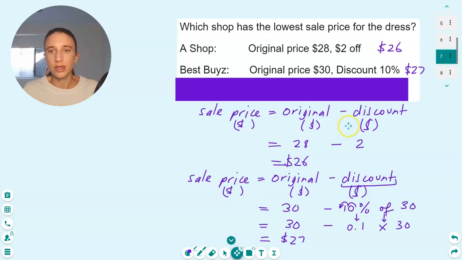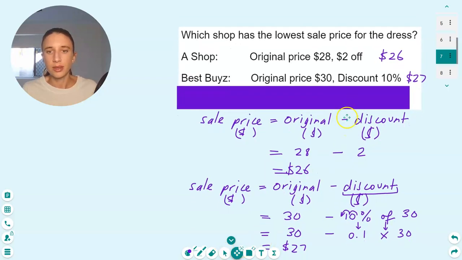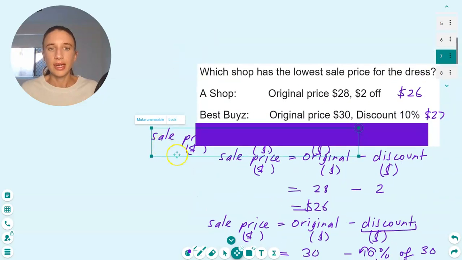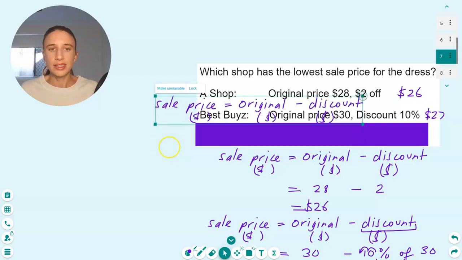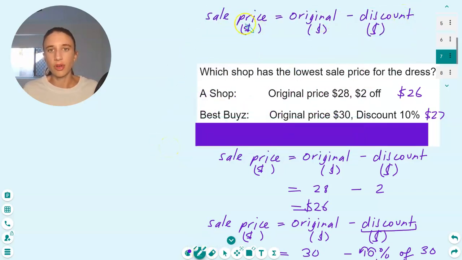Okay, I'm going to do the other one. I'll do it up here. Again, sale price is original, take discount. That's all you need to know. And then write your dollars underneath to make sure all of your units are in dollars. Okay, you can't take away a percentage from dollars. You've got to get that discount amount.